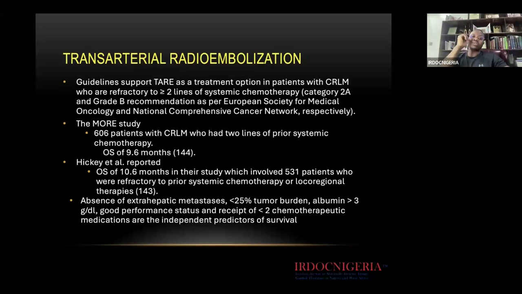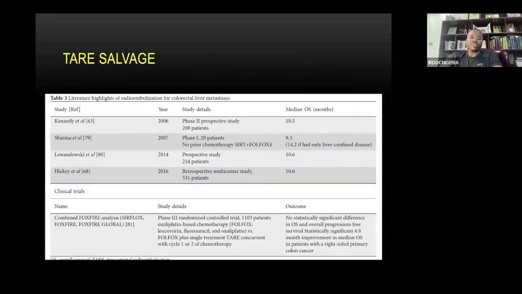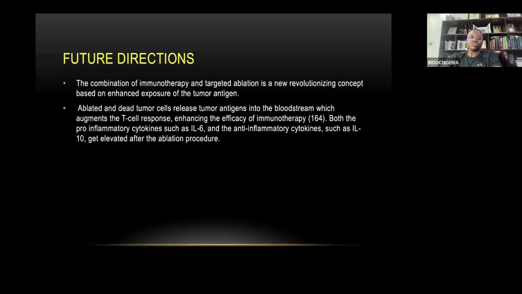And there is a category 2A and a grade B recommendation as part of the European Society for Medical Oncology and National Comprehensive Cancer Network for this. We've shown that the overall survival of these patients, especially when they are not responding to over 2 systemic chemotherapeutic agents, is quite good, up to 9.6 months in some studies and 10.6 months in some studies. So we could still use transarterial radioembolization as a salvage in these situations when patients are not responding to systemic chemotherapy.